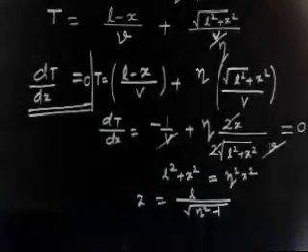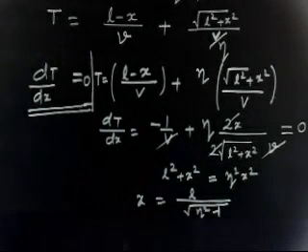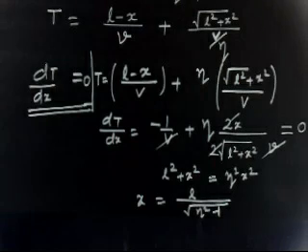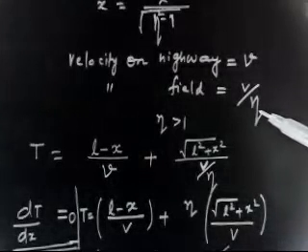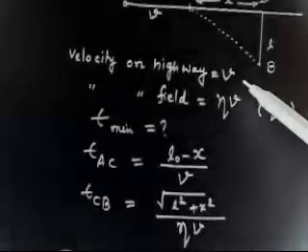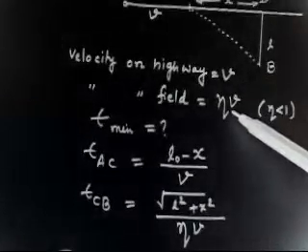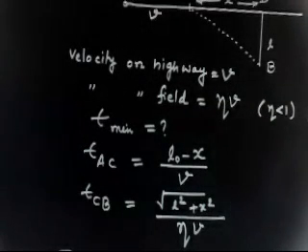So you see, the question does not say anything about eta. If eta is greater than 1, then, since the question says the velocity in the field is lesser than the velocity on the highway, if the velocity on the highway is v, then the velocity in the field is v by eta. But initially what I had done is, velocity on the highway is v and velocity in the field is eta times v, because I had considered eta less than 1. The question does not say anything about eta.